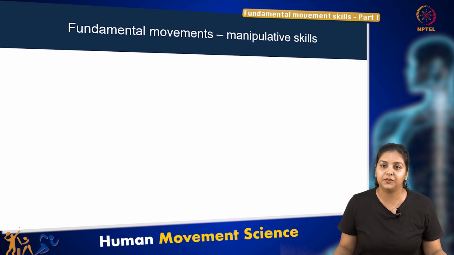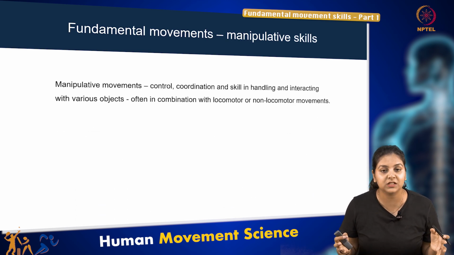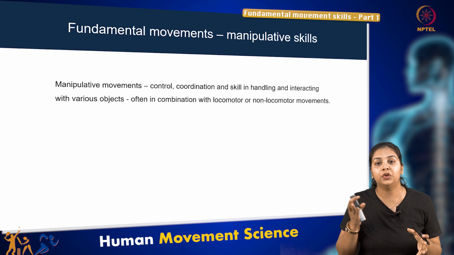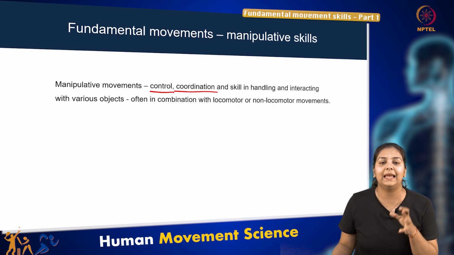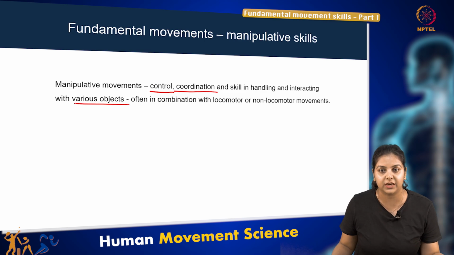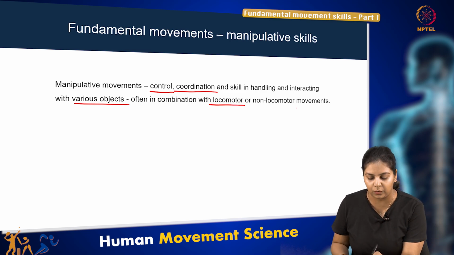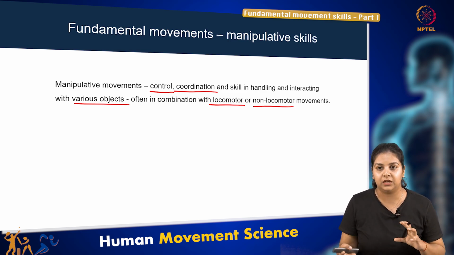So let's look at manipulative skills. As opposed to locomotor and stability, manipulative skills are when you combine these two. You combine the locomotor and the non-locomotor movement and execute control and coordination, and the skill requires handling and interacting with various objects. There is control, there is coordination, you are moving and non-moving, which is locomotor and non-locomotor, and you're manipulating or handling various objects. These are our manipulative skills.